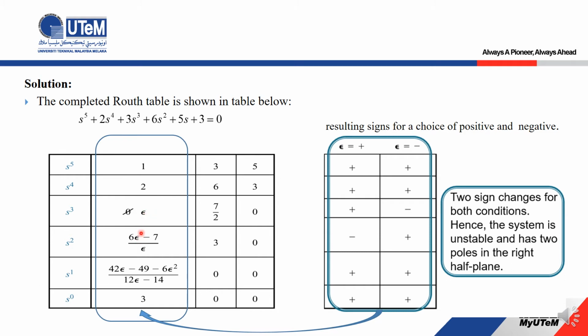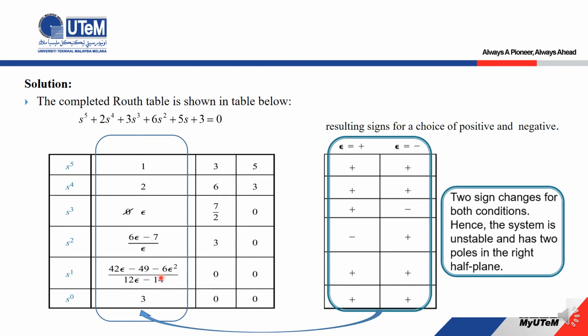When we put epsilon as positive, this one becomes 6 minus 7 divided by positive, that means negative divided by positive becomes negative. So there is one change from here to here: this one is positive and this one is negative. For this next one, with epsilon positive, it becomes 42 minus 49, which is negative 7, minus 6 is negative 13, divided by 12 minus 14, which equals minus 2.